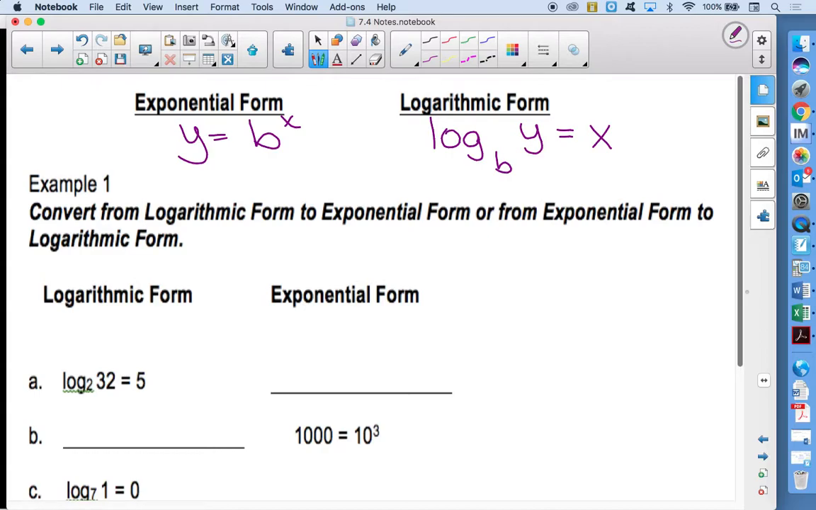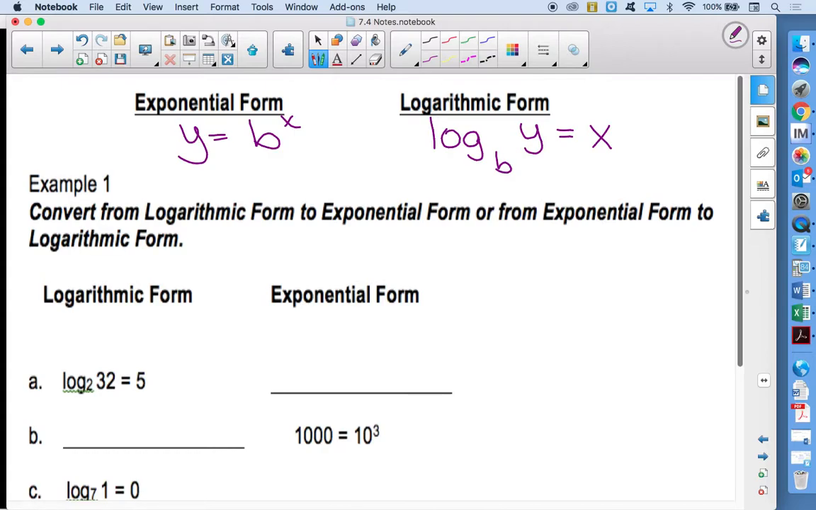Yes? Is log like one of those special numbers like e or pi? It's not an actual number, but it's a function that creates a number. So it's not like 2.718. It doesn't always have the same number. And that's because this number here, that changes what the value of the log would be. Good question. Other questions?